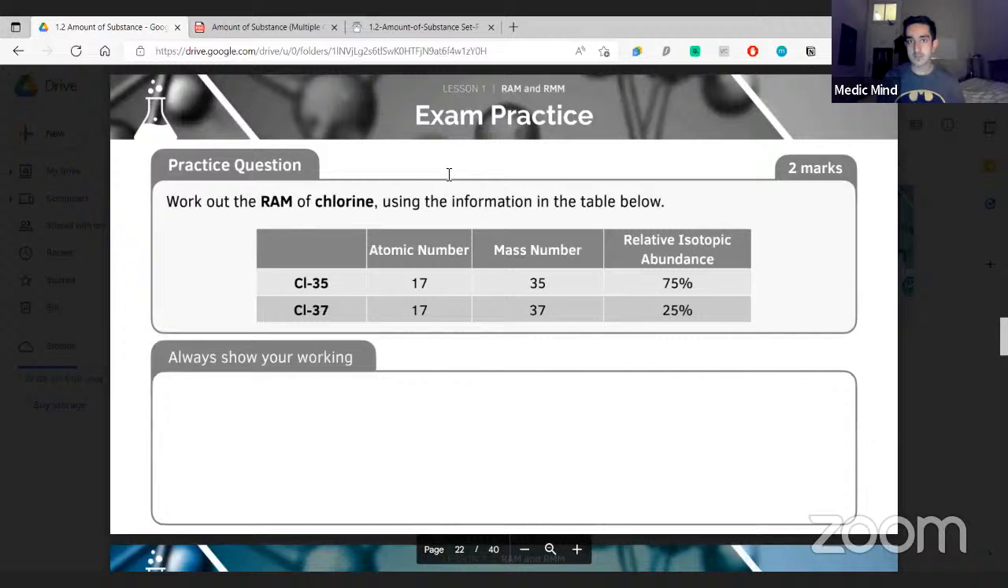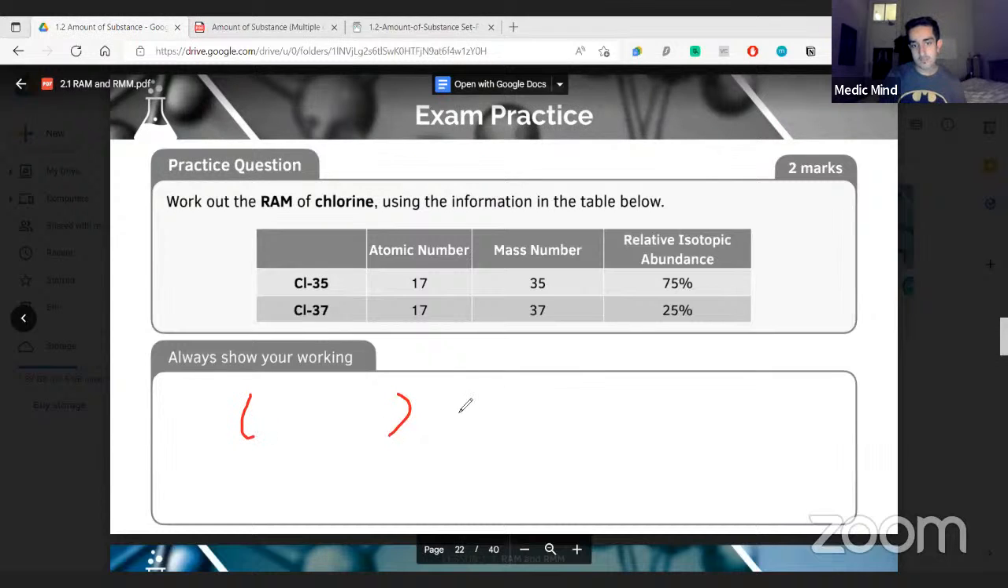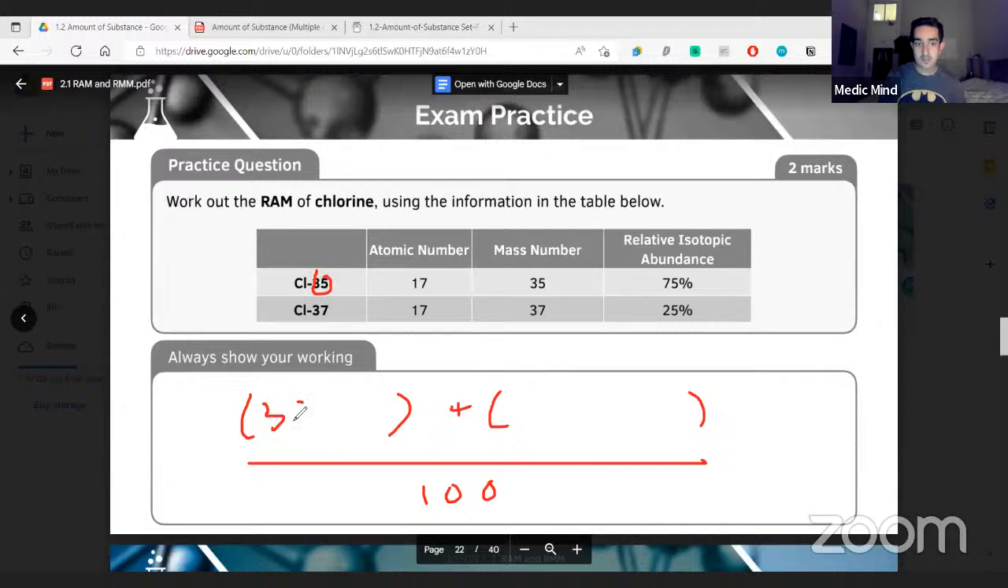So I'll talk you through this one. I think there is a second one for you guys to have a go at. So this one is the mass times by the abundance plus the mass of the second isotope times by the abundance divided by 100.